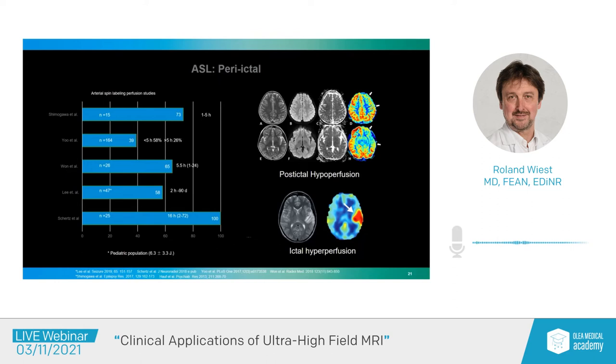And I just have here two examples. So this is a patient in a postictal condition that shows nicely on the left side this kind of hypoperfusion that indicates that he's in a postictal state.